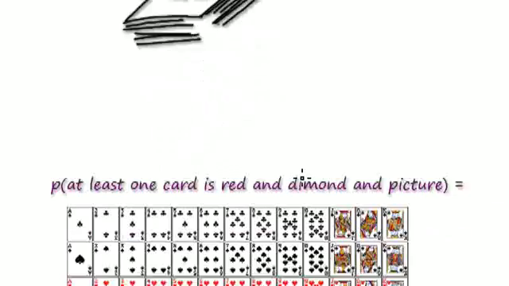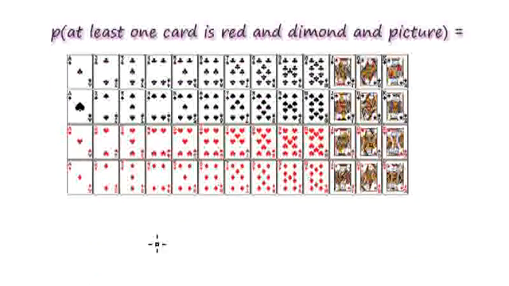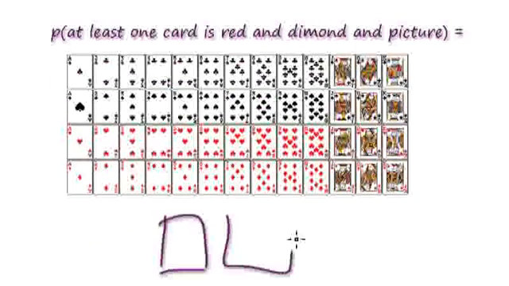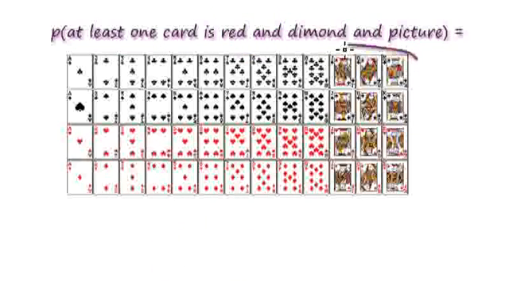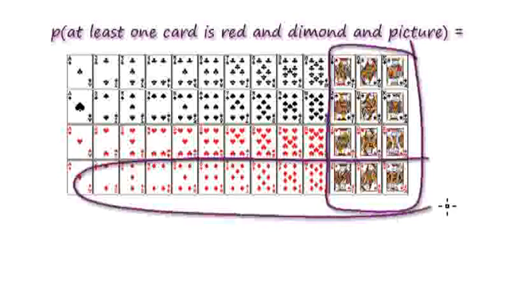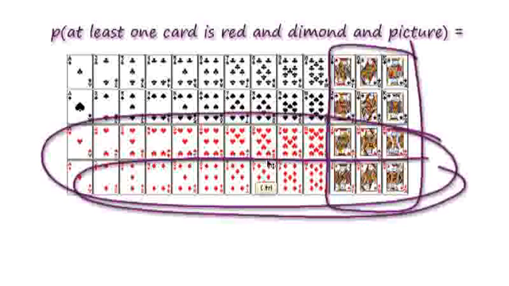Okay, another Venn diagram problem for you to practice. Given a packet of cards, if we were to pick out two cards at random, what is the probability that at least one card is a red and diamond and a picture? Okay, so picture cards are these cards here, diamonds are these here, and red cards are these cards here.